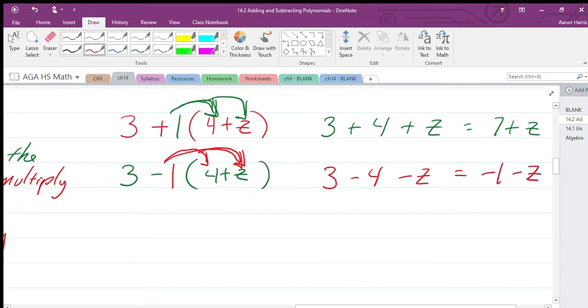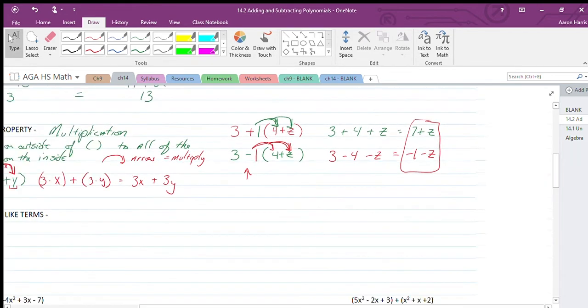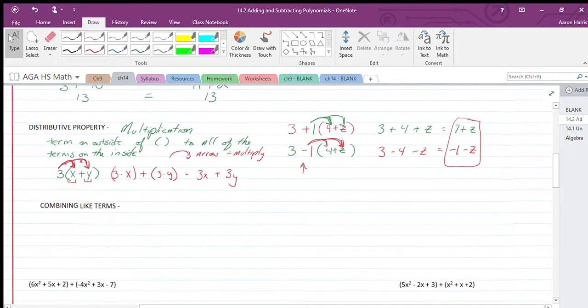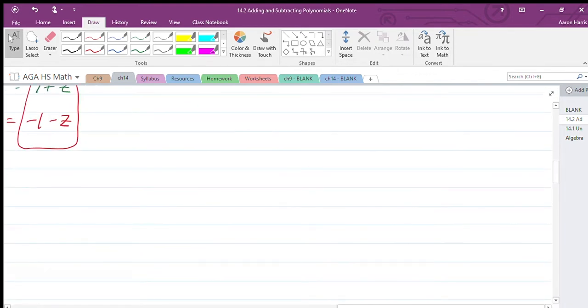So do you see how important knowing what this sign is changes our answers? Okay? It's a big influence. So you need to make sure, am I distributing this positive 1 or am I distributing a negative 1? Because it will change the way the answers look and what their values are. Okay, so that is our distributive property.